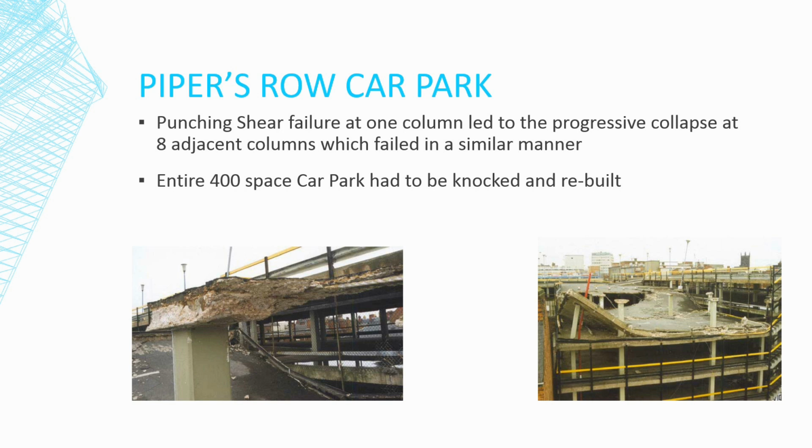However, the damage was so great that the entire car park had to be knocked down and rebuilt, resulting in much disruption to the city. These images are a good example of the diagonal cracking and truncated cone-shaped failures common to punching shear failures, as previously discussed.